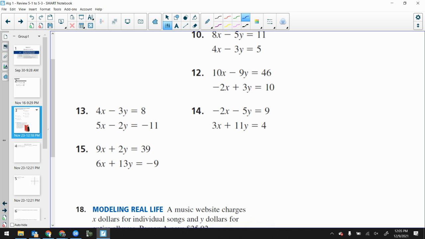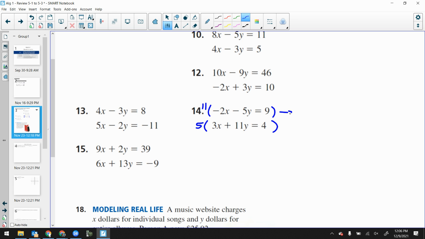You asked, do you want to get the x's to line up or the y's to line up? What would you like to do? The y's? Okay. So here's how I would do that then. I'm going to multiply the top equation by 11 and the bottom equation by 5, because that's our LCM of 11 and 5, which is 55.